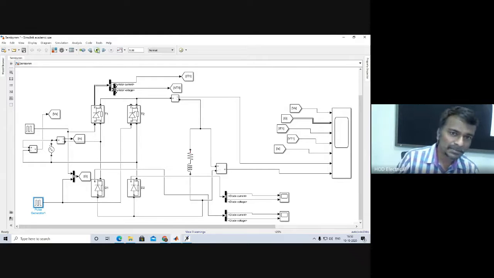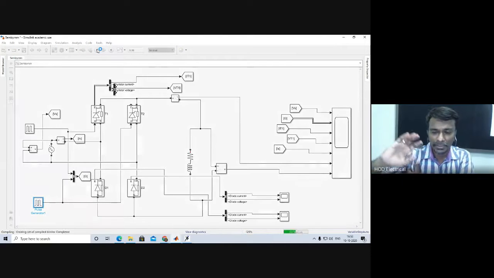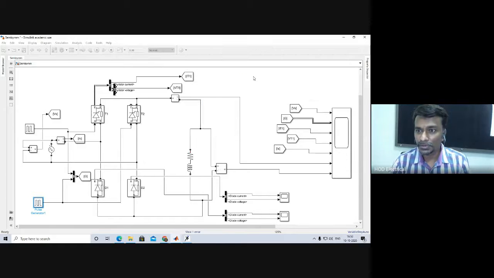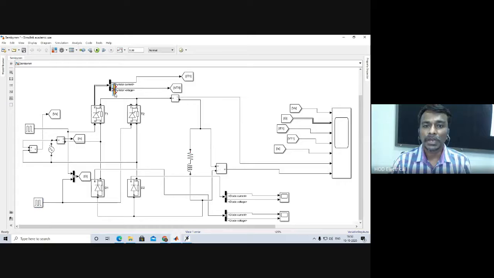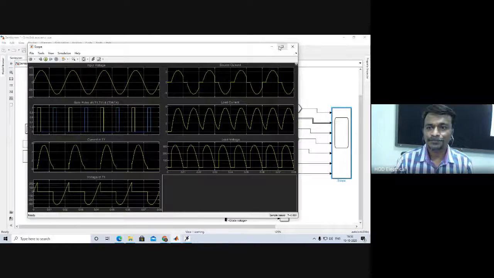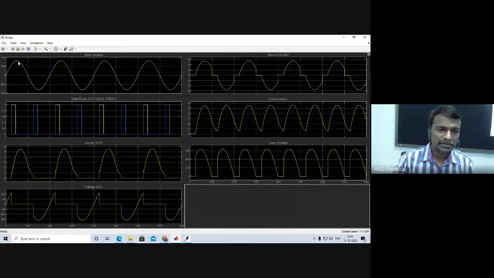Now let me run the simulation. We will come to know very clearly what is happening. Sorry, the bus bar was not connected, so I have pasted one bus bar. Now see the output voltage waveform. This is the input voltage waveform. Then the firing pulses: yellow is for thyristor T1 and blue is for thyristor T2.